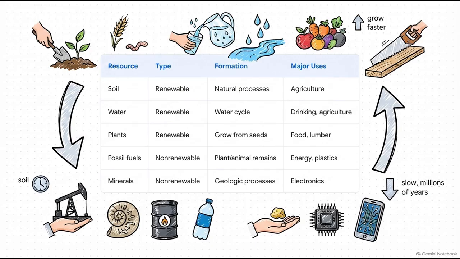Let's look at how our everyday world is categorized here. Up at the top, you've got soil, water, and plants. These are renewable. We use them for drinking, growing our food, and making lumber. But then, down at the bottom, we have fossil fuels and minerals. These are non-renewable, formed over millions of years. And we use them for energy, plastics, and actually, even the little electronics inside your cell phone.